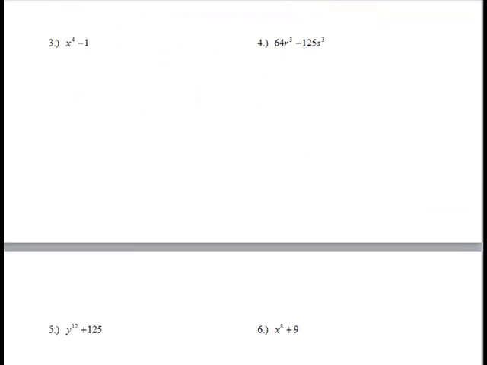Example 3, it's in standard form, no greatest common factor. 2 perfect squares: the square root of x to the 4th is x squared, the square root of 1 is simply 1, and obviously we do have subtraction. So difference of squares is going to factor into x squared plus 1, x squared minus 1.